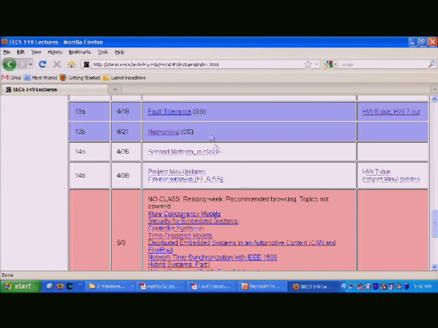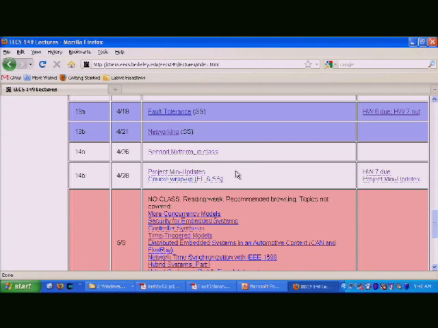And then next Tuesday, we'll have a second midterm. Everything up until last week's lectures will be on the second midterm. And then on Thursday, we'll have many updates, and we'll finish up.